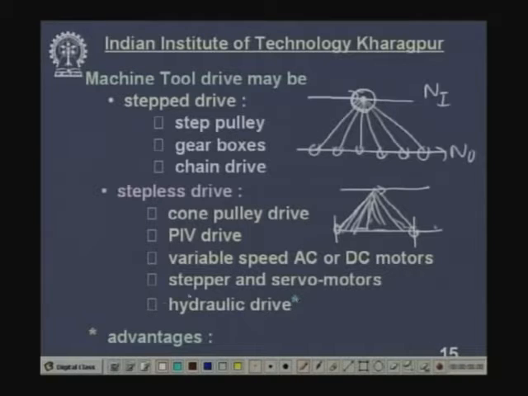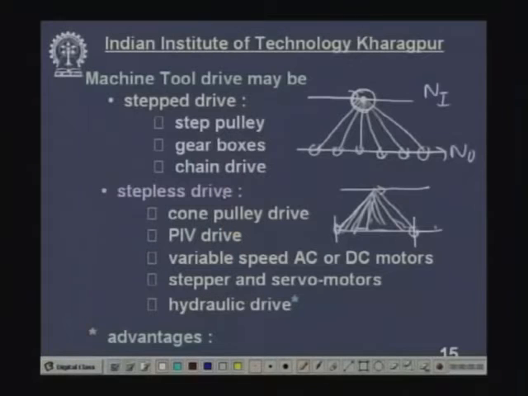Now, hydraulic drive has certain advantages and disadvantages over electrical drive. Disadvantages: it occupies a lot of space, there is a leakage problem, and more floor space is occupied. But there are advantages. First of all, it gives smooth operation, it is a stepless drive, and it gives self lubrication. Anyway, even then the motor drives are more common.